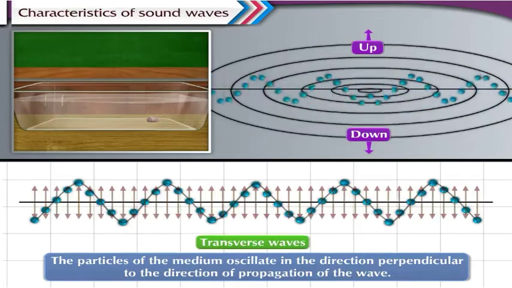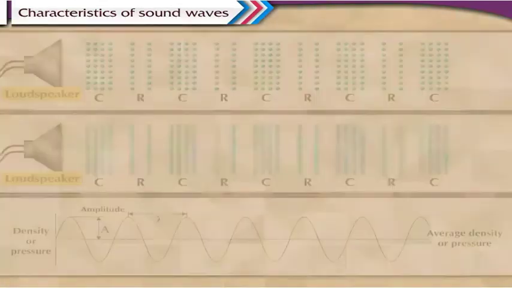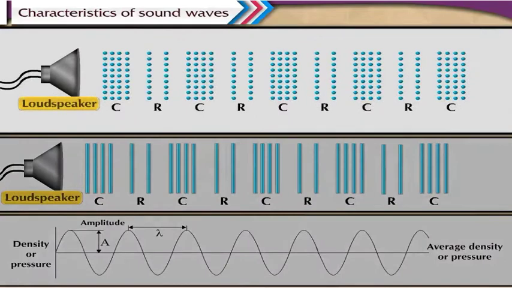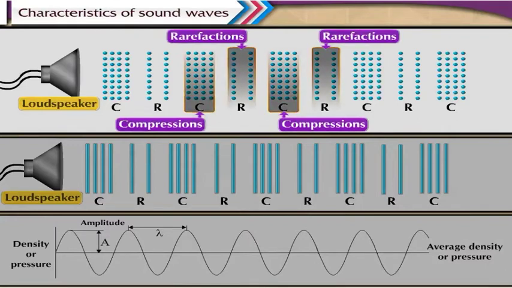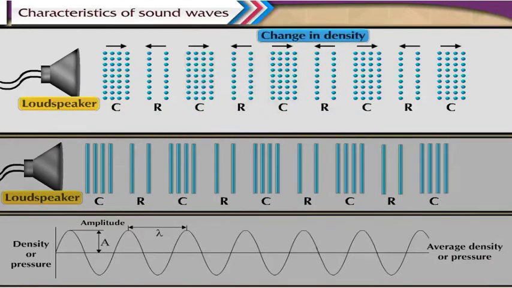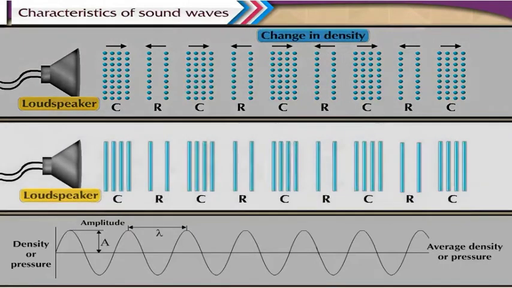Come, let us understand more about sound waves. Here, 3 figures are shown. Let us observe them. At any moment during the propagation of a sound wave, we find alternate bands of compression and rarefaction of the medium, that is, bands of greater and lesser density. First figure shows the changes in density, while second figure shows the changes in pressure.